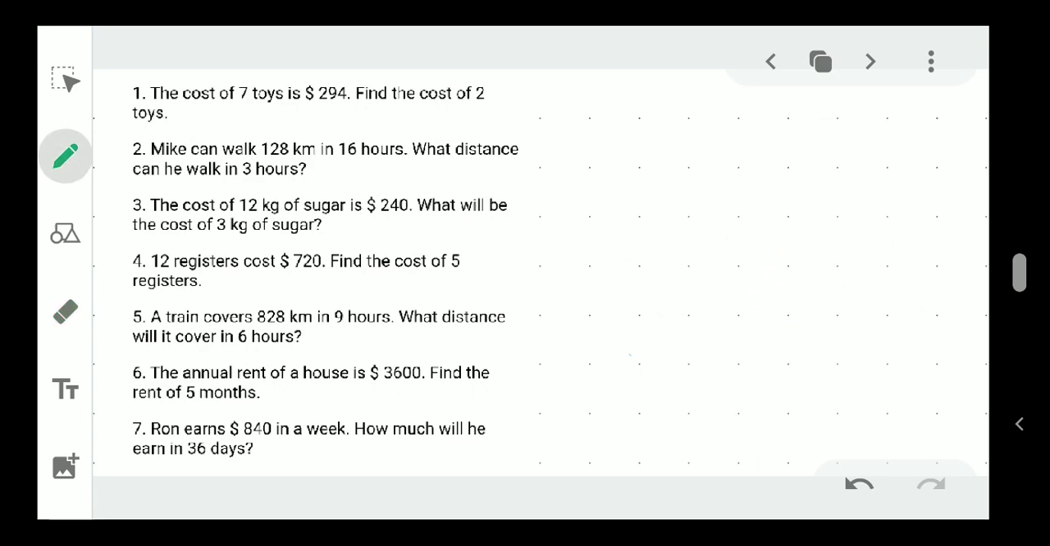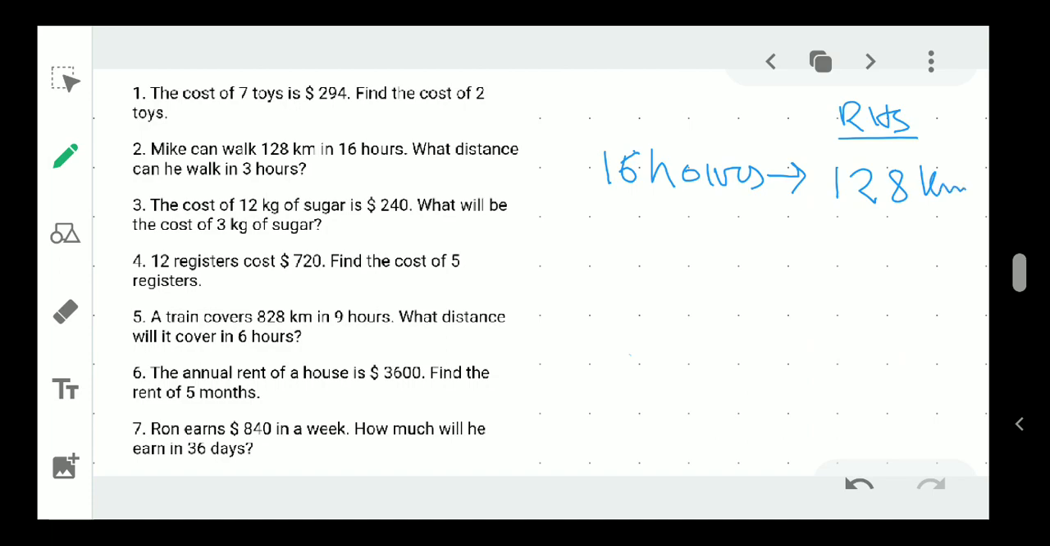Acha, the next question is Mike can walk 128 kilometers in 16 hours. What distance can he walk in 3 hours? So what you have to find out is distance. So distance will be on the right hand side. Remember this, right hand side what will be there? Distance. So that means 16 hours will be on the left hand side. So in 16 hours Mike can go 128 kilometers.